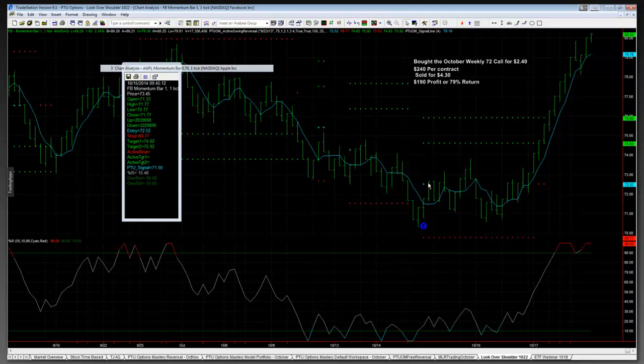That entry point prints in real time. There's no going back and saying, well, I should have gotten in there and I should have gotten out there. Everything sets up for us. Everything prints for us in real time.